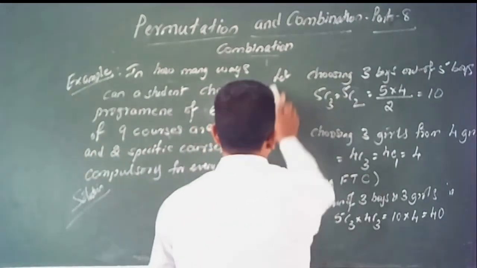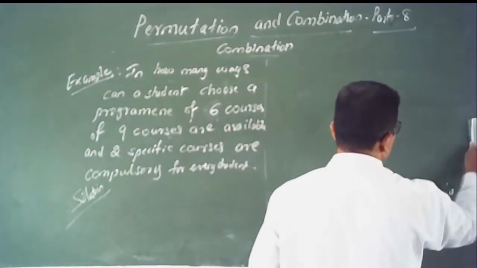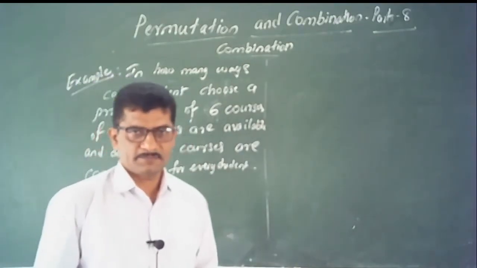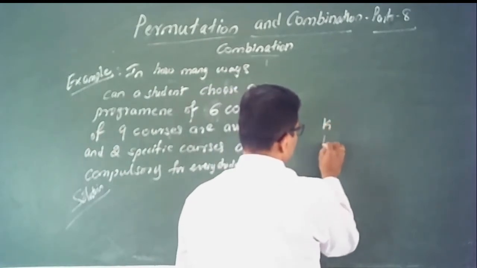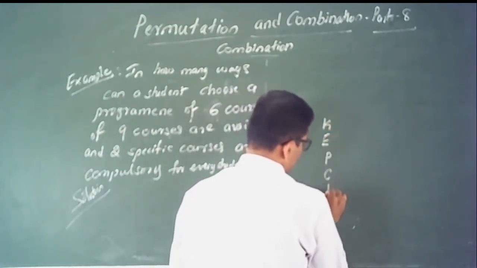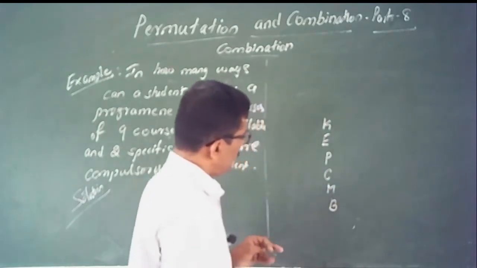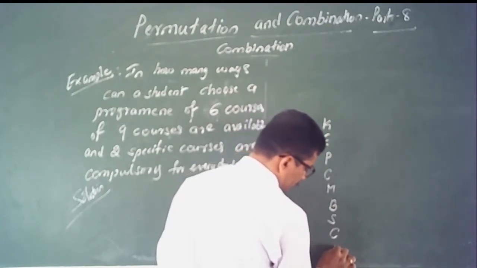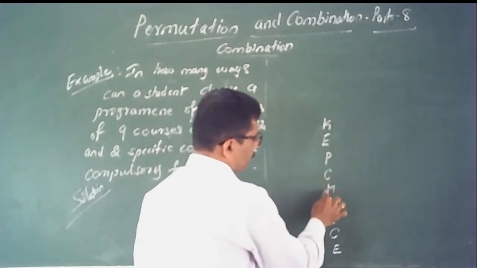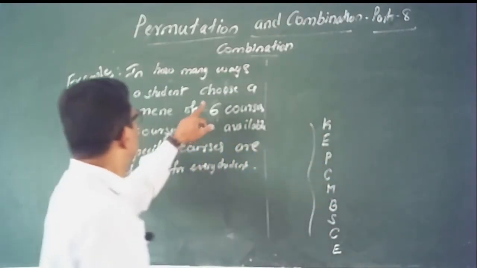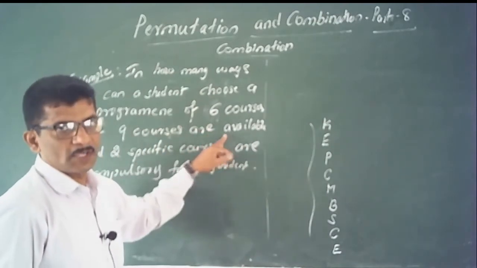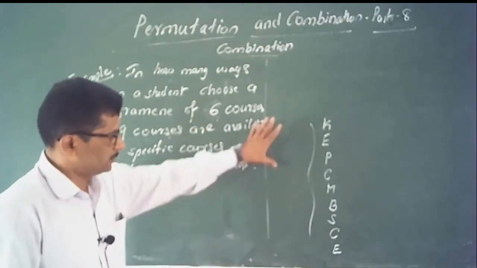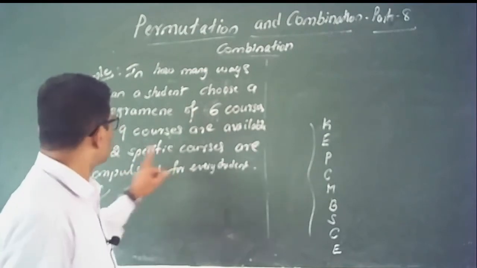For example, in our college, suppose you can select six subjects. The total number of subjects is nine. Suppose they are Kannada, English, Physics, Chemistry, Maths, Biology, Stat, Computer Science, Electronics. 1, 2, 3, 4, 5, 6, 7, 8, 9. Nine courses are available. You can select 6 courses, but 2 specific courses are compulsory.